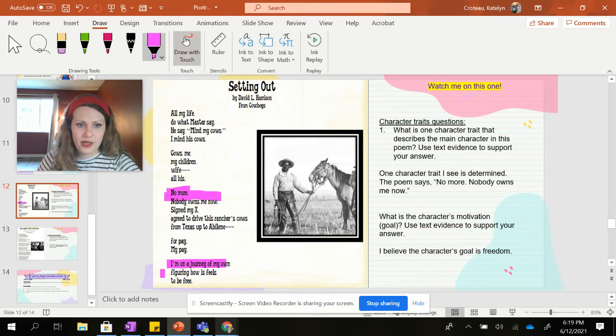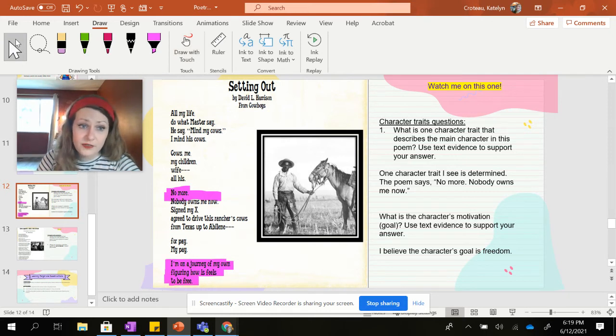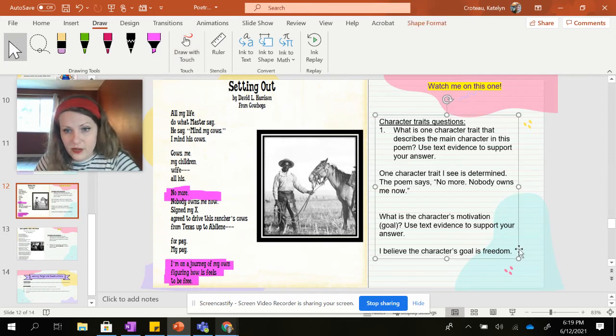I'm on a journey of my own, figuring out how is feels to be free. Now, you might be thinking, well, why is it saying how is feels to be free? I think it just might be dialect that he's using here, which means it's kind of like just a certain way that certain people talk from certain time periods or certain areas. It could also be a typo, but I don't think that it is. So I believe the character's goal is freedom.